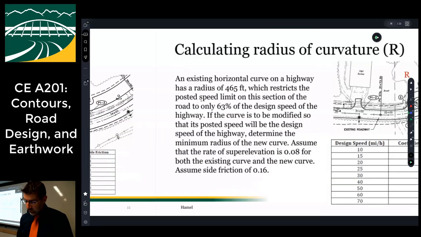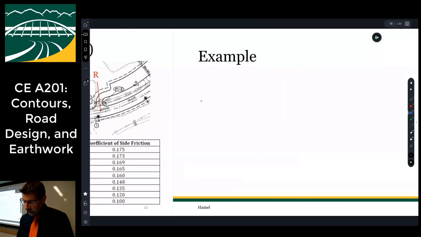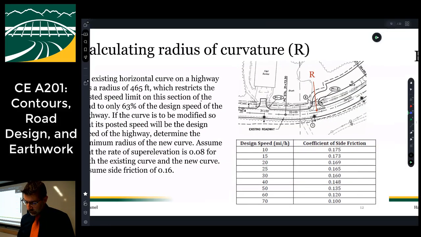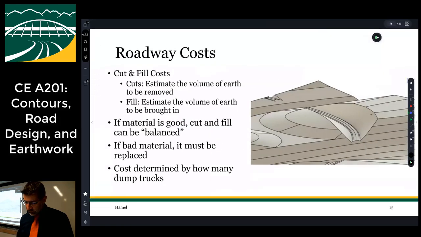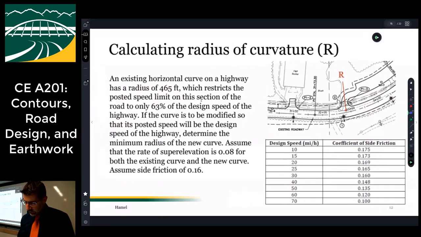So in this case, I'm not going to go through this whole example, but this is kind of a fun little math problem where the radius that it has is restricting the posted speed limit to 63% of the rest of the road. And so what would you have to modify the curve to be in order to get to the full speed limit?